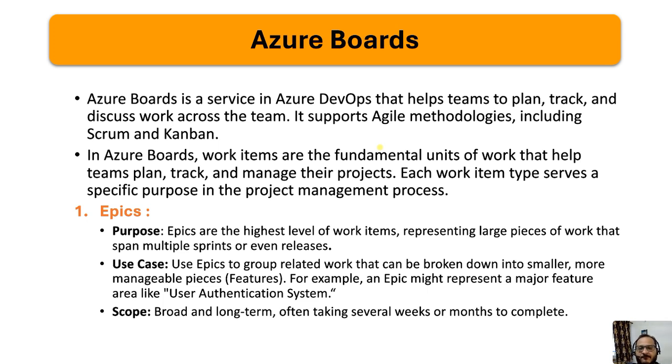For that, each and every task you have to do, you can define in Azure Boards. So everyone has visibility on it, like what the process is, what is going on, what task is currently on hold or what is in progress. Everything you can see in Azure Boards. Basically it's a central location where people can keep an eye and see what is happening with my project. In Azure Boards, work items are the fundamental unit of work that help teams plan, track, and manage their project. Each work item type serves a specific purpose in the project management process.